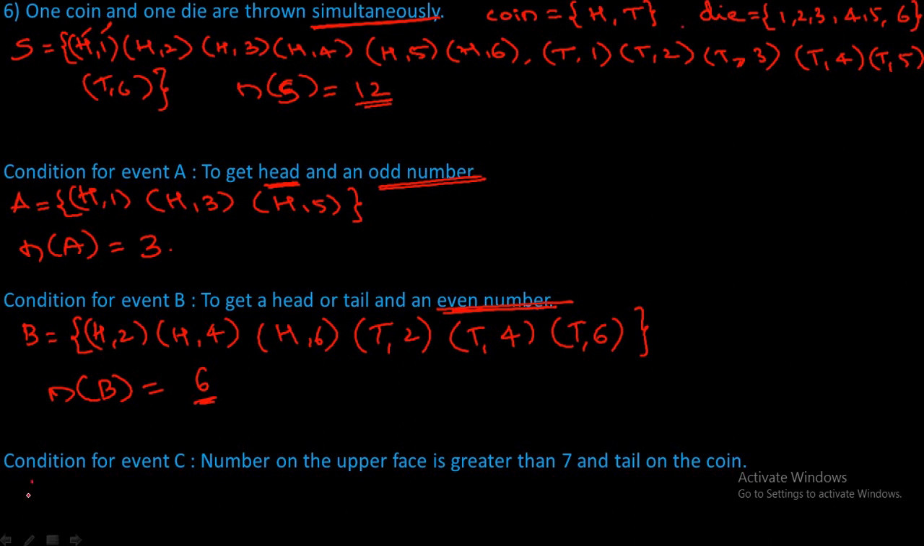Next is event C: the number on the upper face is greater than 7 and tail on the coin. See here what they told. The condition for C is that the number on the upper face is greater than 7. It's not possible, because the maximum is 6. So there is no number greater than 6. That's why event C is the null set, the empty set. There is no event, because greater than 7 is not possible. So n(C) is equal to 0. Okay, I hope you understood.